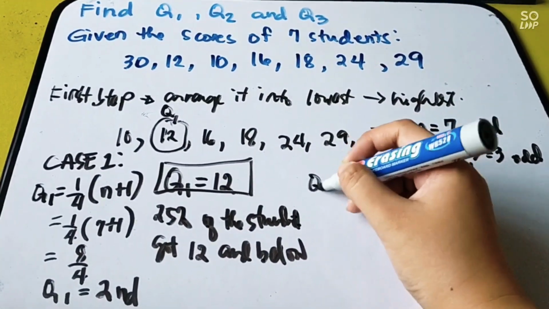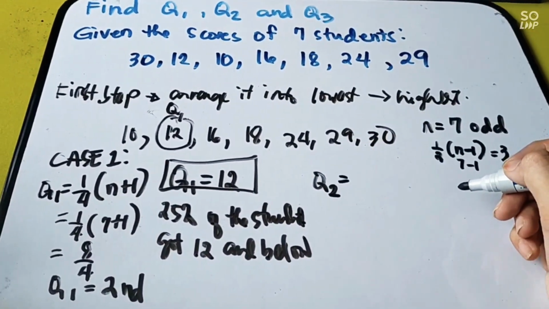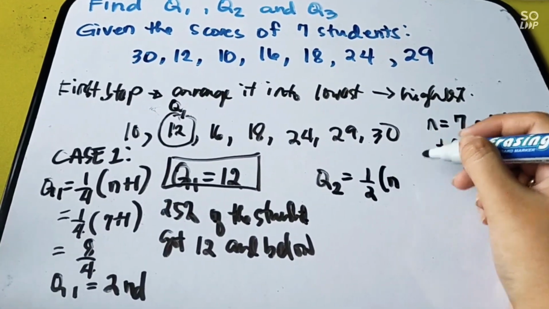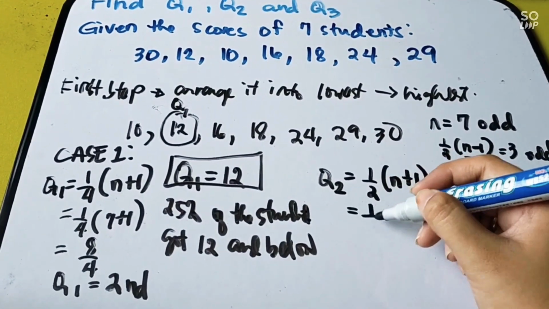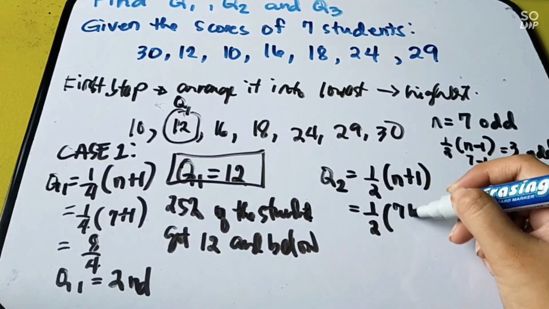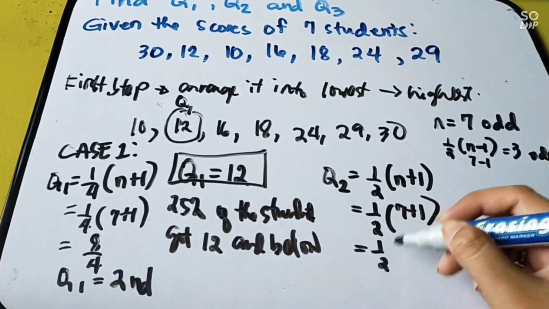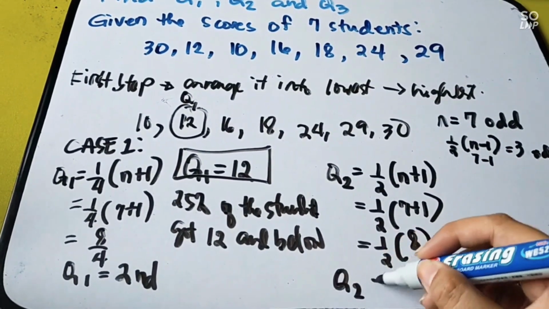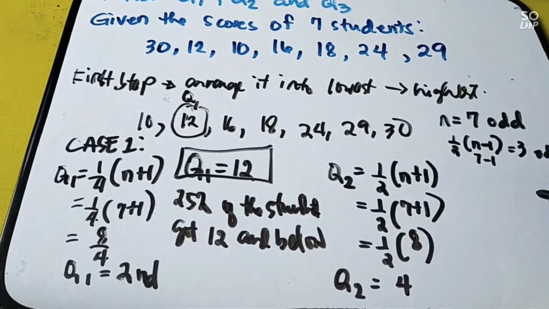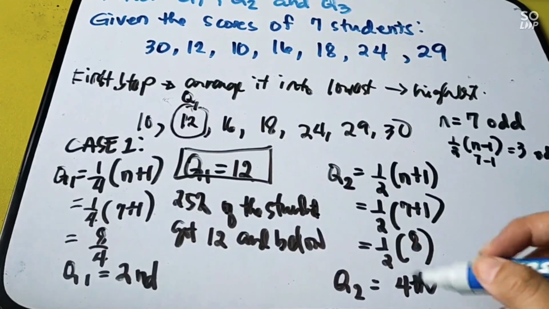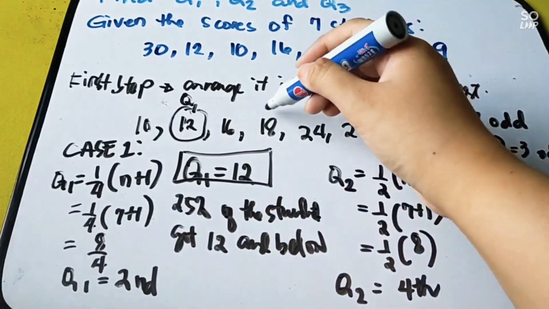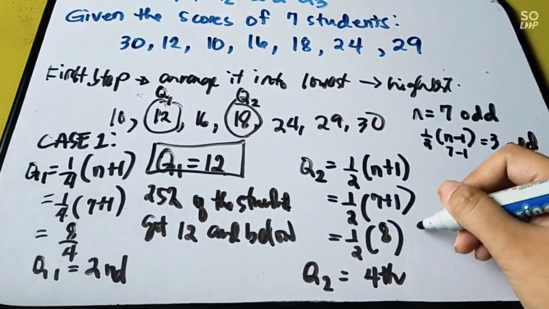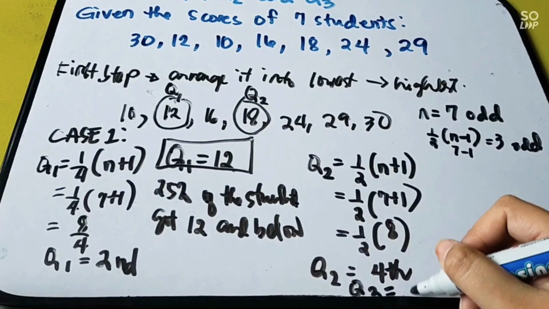Next, let us have quartile 2. For quartile 2, your formula is 1/2 times n plus 1. We have 1/2 times your n, 7, plus 1. So, it is equal to 1/2 times 8. Then, 1/2 of 8, that is quartile 2, we have 4. Hanapin natin ang pang-4th. Okay, ang pang-4th, we have 1, 2, 3, 4. This is now your quartile 2. So, your quartile 2 is equal to 18.